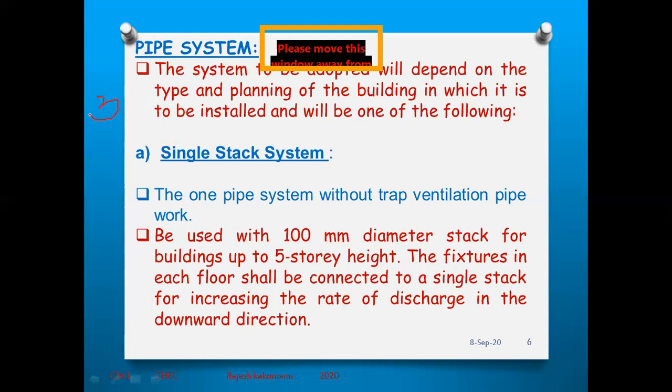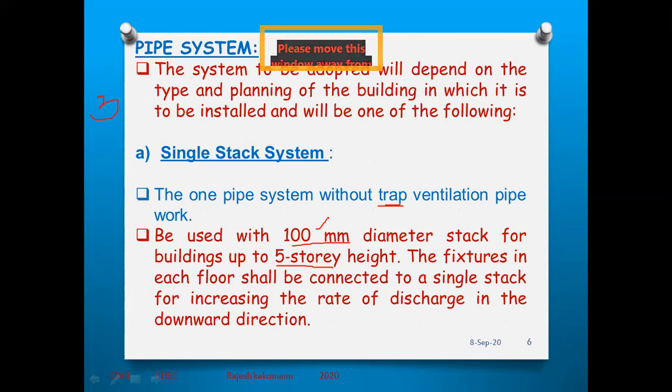So what is here? The one pipe system without trap ventilation pipe. So single stack system means it is a pipe system without a trap ventilation. So manaki accessories lo trap ane ventilation ee single stack ki undadu. So that is simply a single stack system. These are used with 100 mm diameter stack for buildings up to 5-story height. So apartment building 5-story height undanukondi, 5 stories, 5 layers of building, where we are using 100 mm diameter stack.